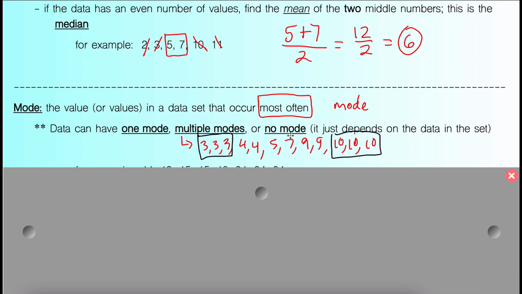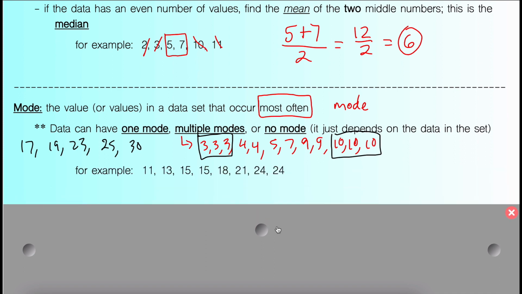Lastly, you could have no mode. You might look at a set of data and your final answer will be there is no mode. And that would occur if every number in the set occurs the same number of times. So if you have a set of data where it's 17, 19, 23, 25, and 30, everything occurs one time. There is no most often occurring number, no mode for this data set, and that's okay. So your data might have one, multiple, or no most often occurring value.